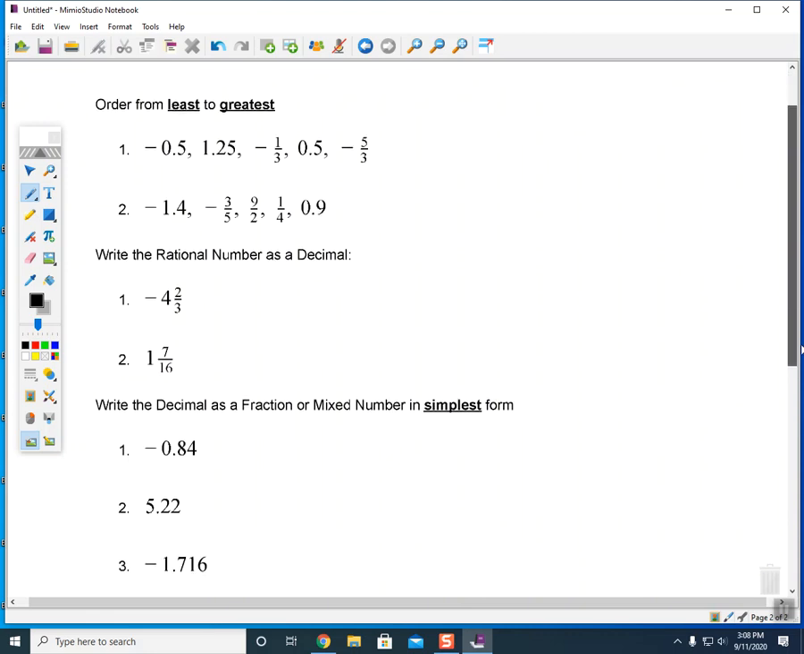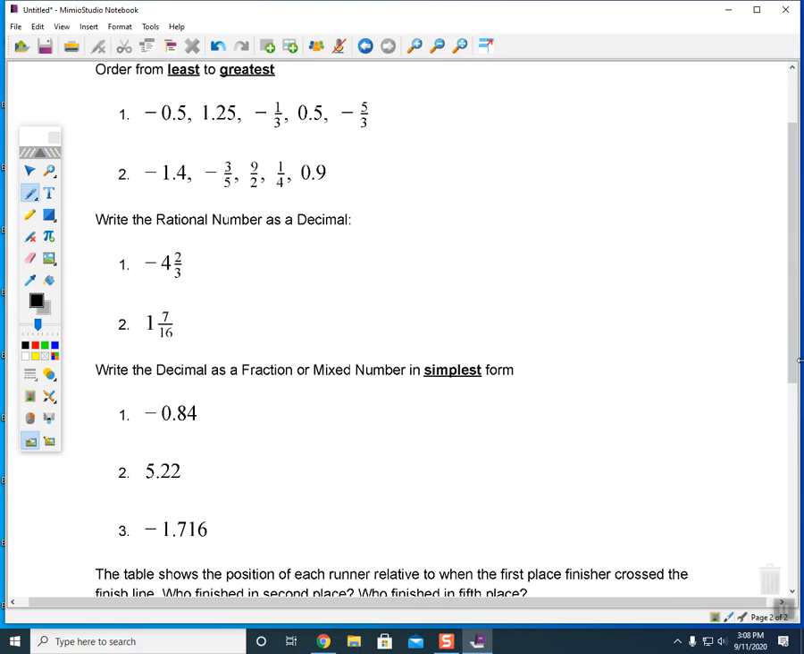All right, we are going to look at ordering these from least to greatest. So I've got -1/2, 1 1/4, -1/3, 1/2, and -5/3. So I need to look at this and see which one is my smallest number. Well, I know it's going to be a negative number, and I need to look at my biggest negative number, which looks to me like this one. So I've got -5/3 first. This is -5/3. Why aren't you working?